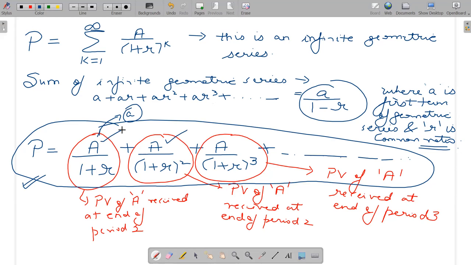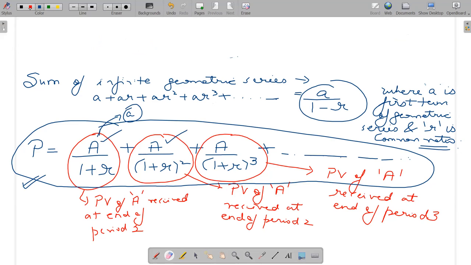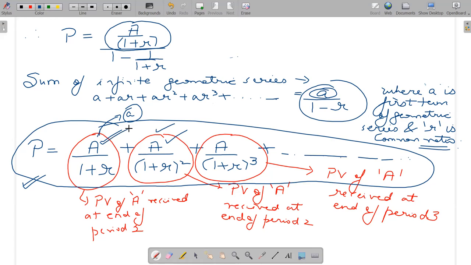Therefore, for this particular formula, P is equal to A, my first term, which is A upon 1 plus R, upon 1 minus my common ratio, which is 1 upon 1 plus R. The common ratio comes from dividing this term by this term. If I solve this further, I can take the LCM in the denominator, things get cancelled out, and I get A upon R.